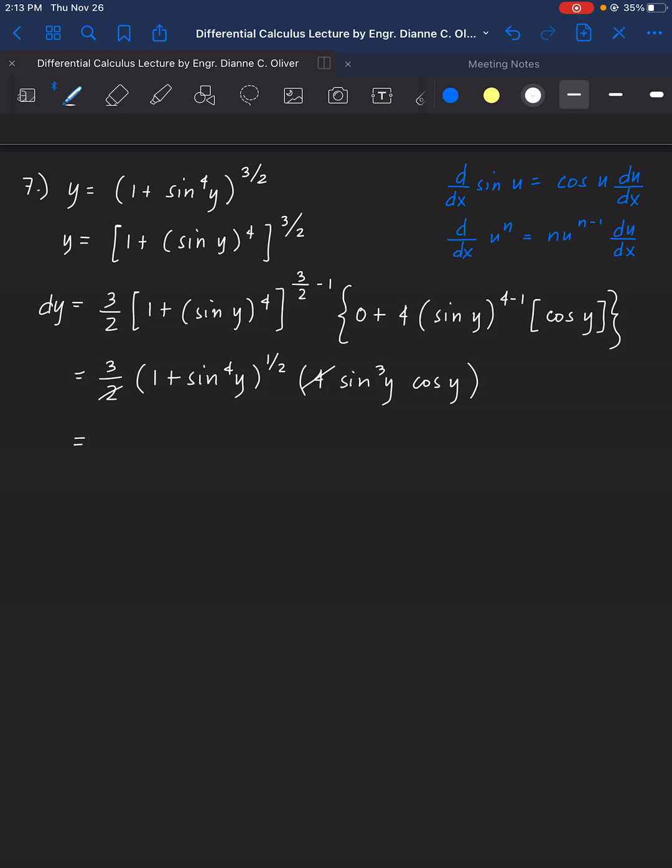Then we can simplify this further. We have 4 divided by 2, that is 2 of course, and then multiplied by 3, that becomes 6. So that is 6 times 1 plus sine y to the 4th raised to 1/2, times sine y to the 3rd, times cosine y. So that is the final answer.